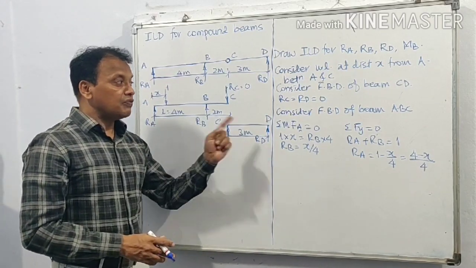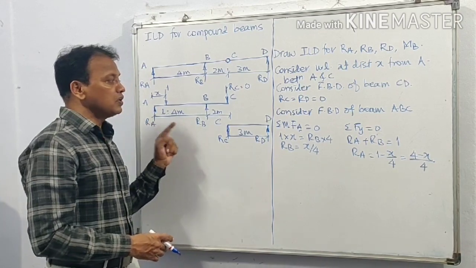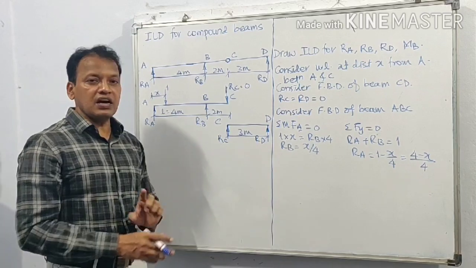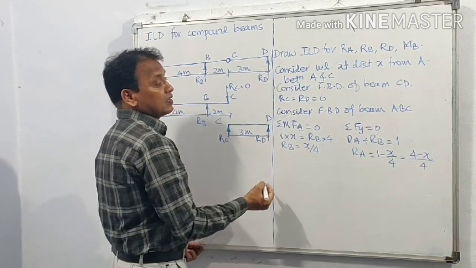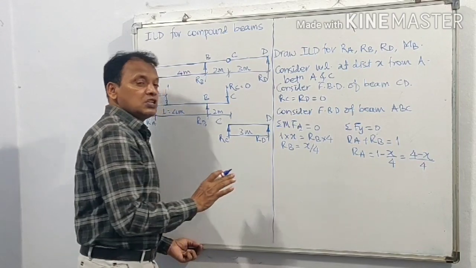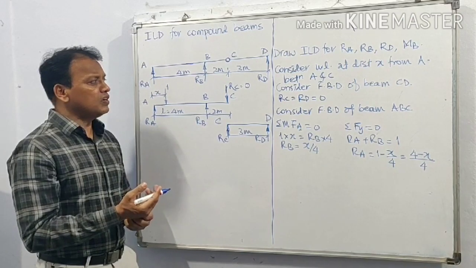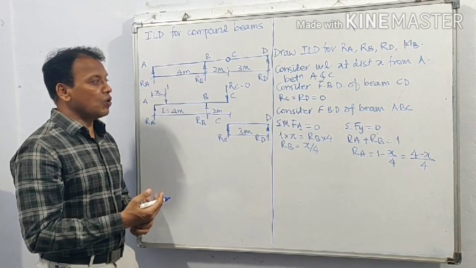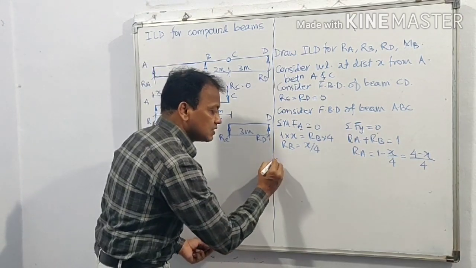So here we have obtained generalized equations for RA and RB when unit load is between A and C. RC and RD are equal to 0. Thus, now we have generalized equations for RA, RB, RC and RD. Let us calculate values of RA, RB, RC and RD for all positions of unit load. Let us consider this first.